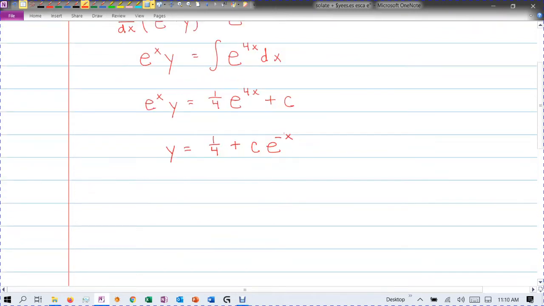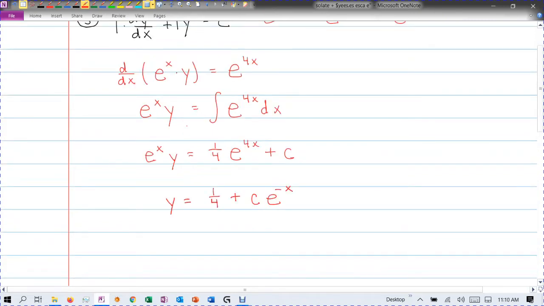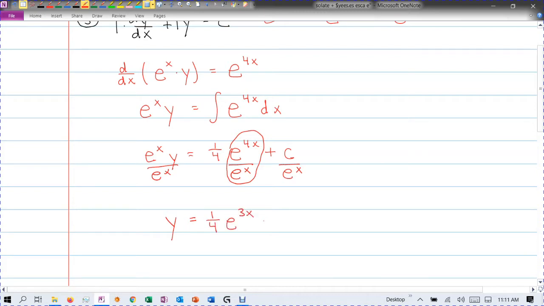This is number 5, and we look, hold on a second, what am I missing here? Oh, you know what I did? Oops. I got ahead of myself here. Let me get rid of this line. I made a mistake. Divide by e to the x. Okay, so this first one, these two, you subtract, right? 4x minus x, that's 3x. So we get 1/4 e to the 3x plus c e to the negative x. Okay, my fault. Going a little too fast. Let's slow down.